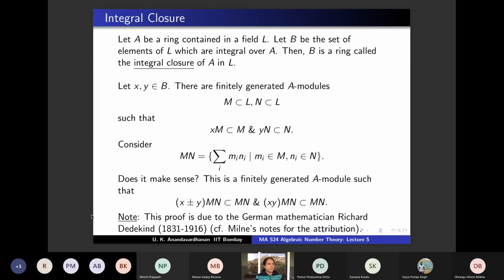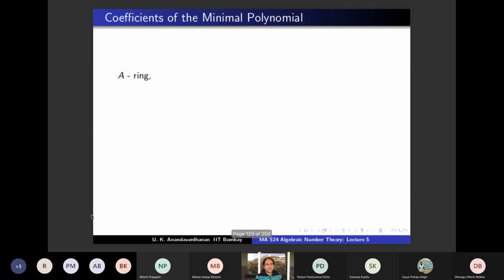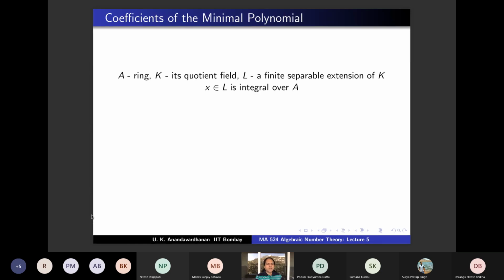Now we have defined what is called an integral closure. So what is the integral closure? The integral closure of A in L is the set of all those elements of L which are integral over A. Put that together, that is the integral closure. It is a ring. Now here is a result about the coefficients of the minimal polynomial of an integral element. So our notation: A is a ring, K is its quotient field, and L is a finite separable extension of K. This is what you have. And suppose x is an element in L and assume that x is integral over A.